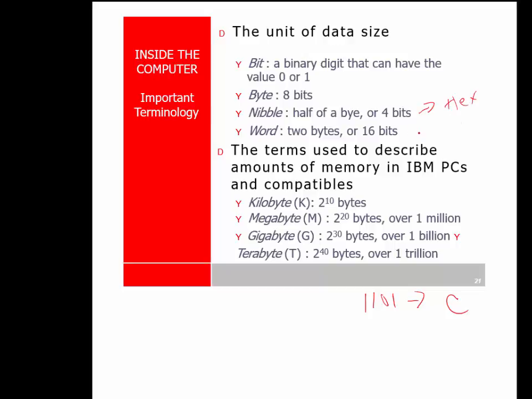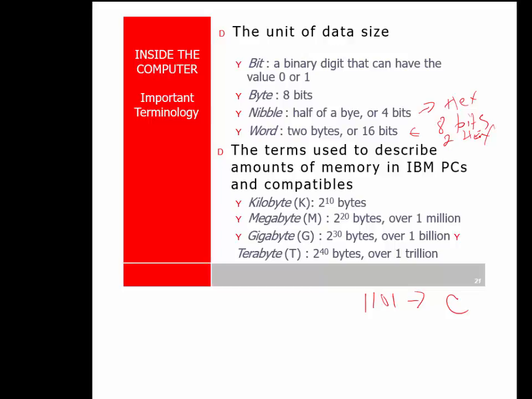A word is 2 bytes. And most of the time we're going to be working in words. That's 8 bits. So we're using an 8-bit microprocessor or microcontroller, so most of our data we're going to be talking about is going to be in words. That's 2 hex digits.